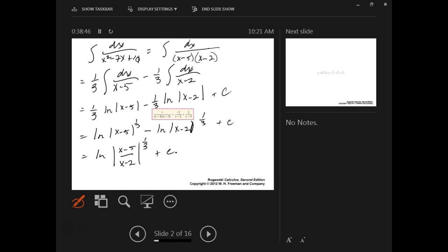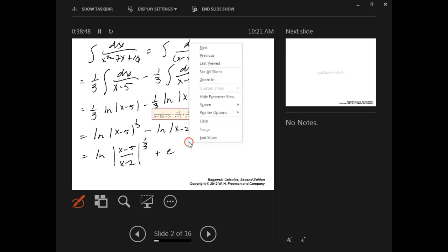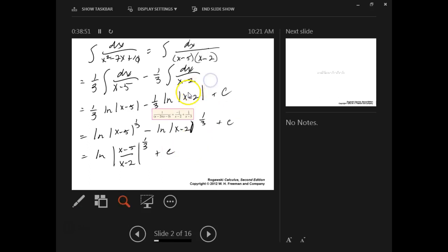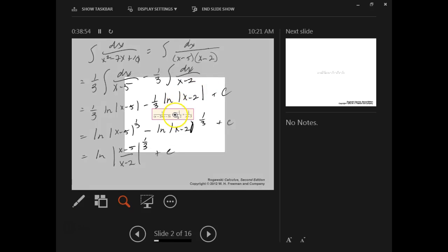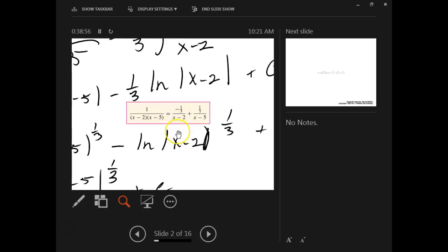Now, what you may or may not have noticed was this box in the middle of this was what we got when we did our partial fractions. Minus 1/3 over this plus 1/3 over that. And then we integrated up to that. Okay.